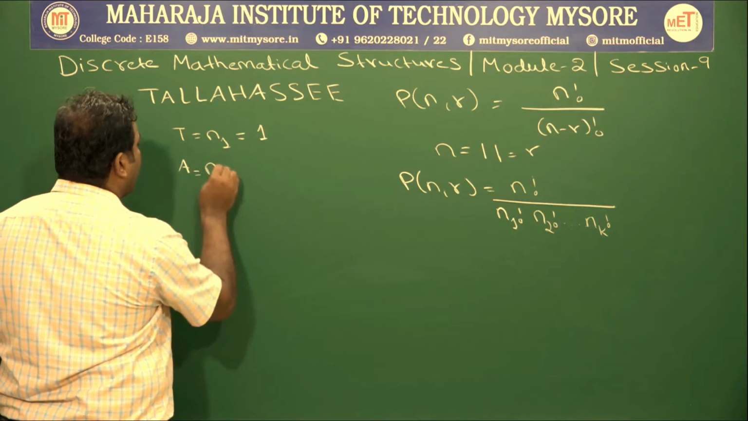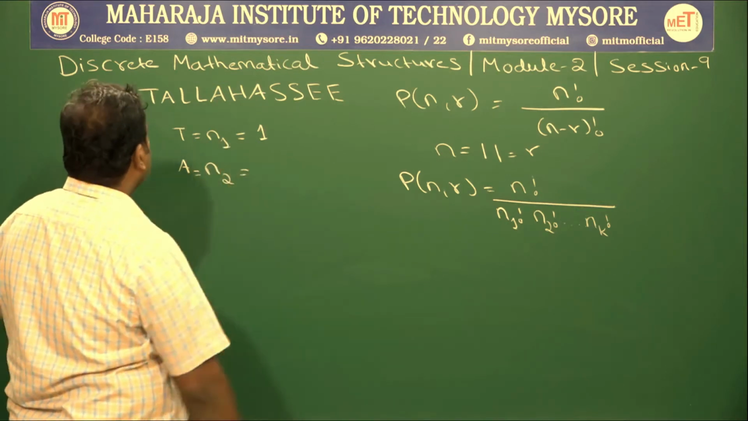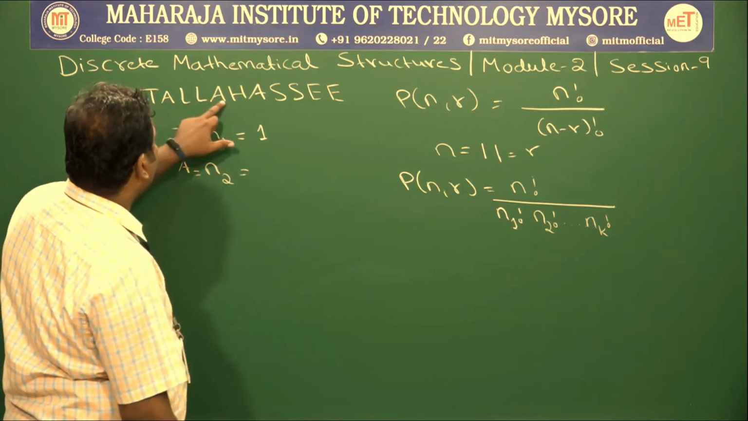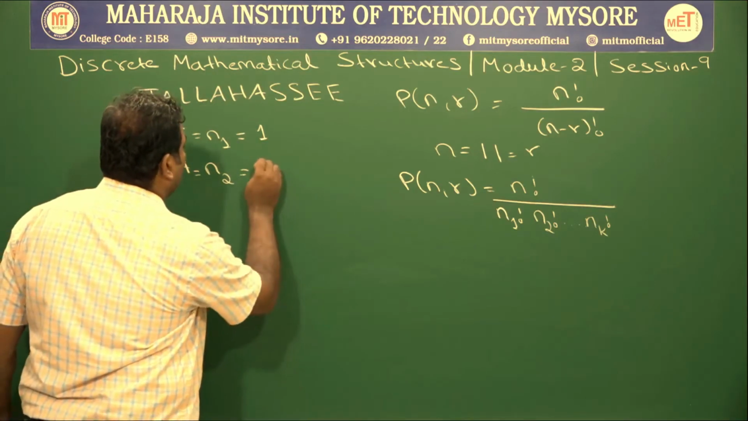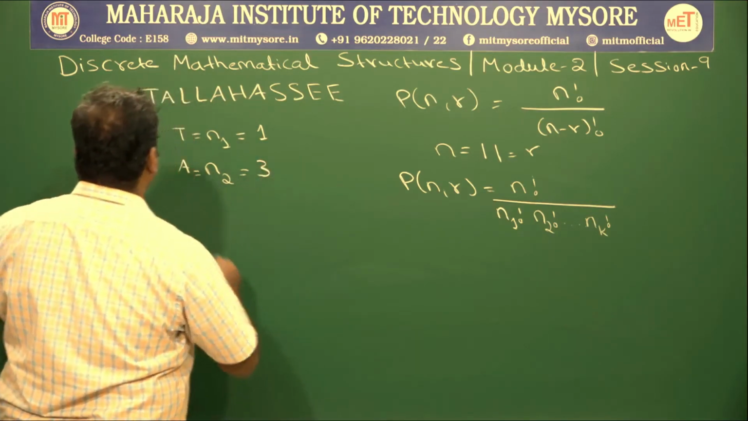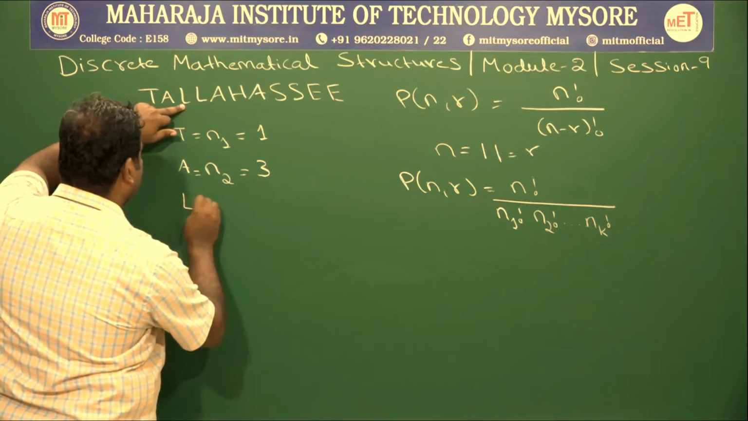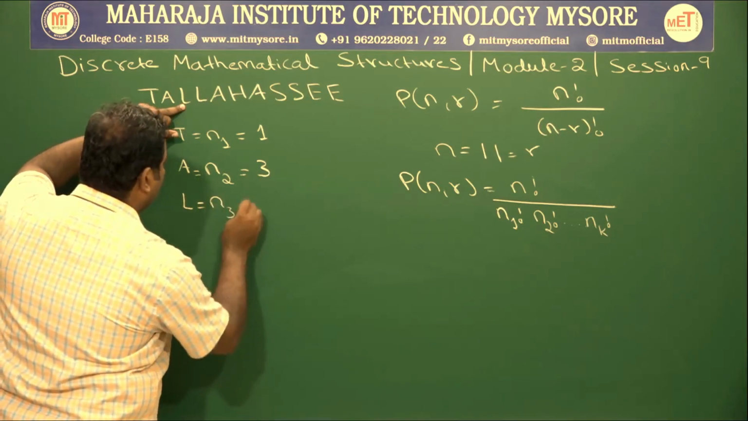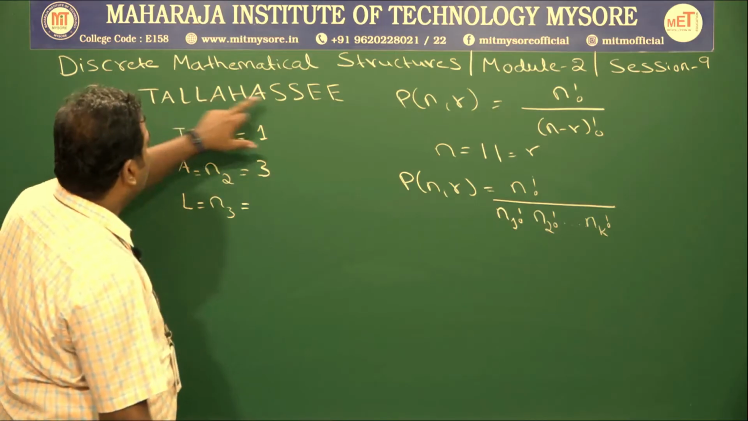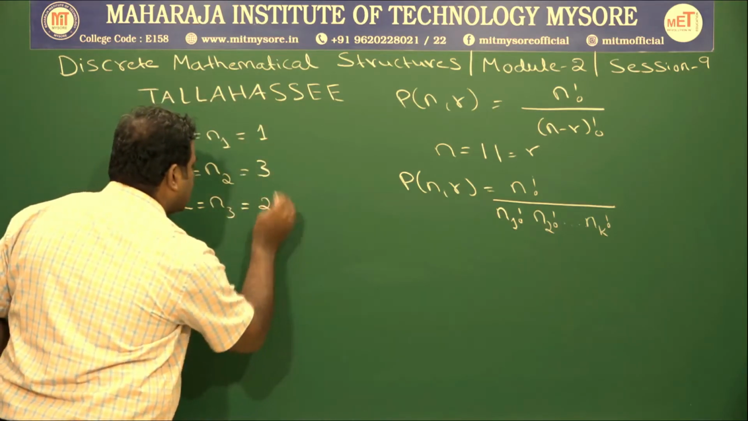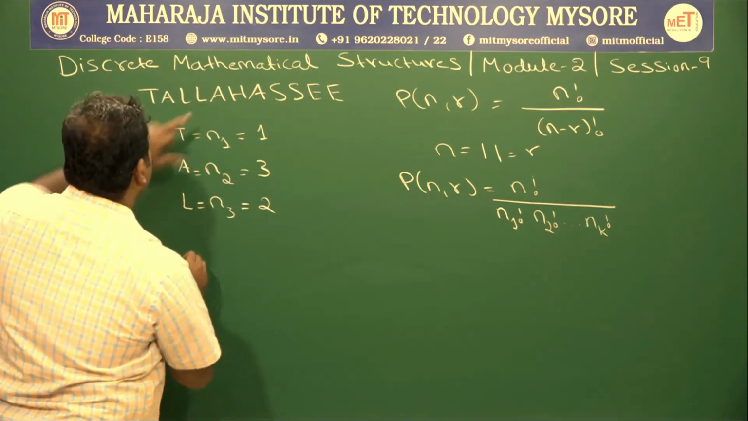I am going to have A as N2, which is going to have 1, 2, 3. Hence the frequency of N2 is 3. Next let me take L, which is going to be N3. It has 1, 2, so there are going to be 2 frequencies. I'm going to have 2, and A is done.